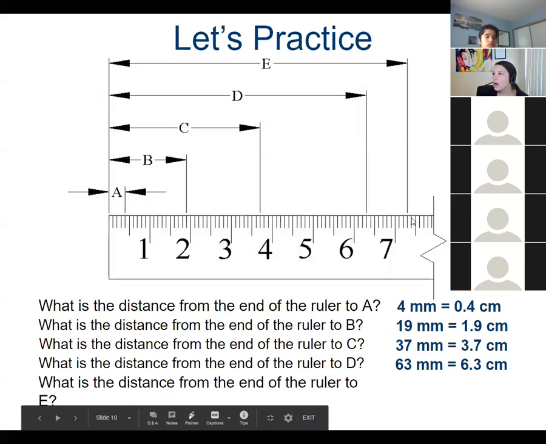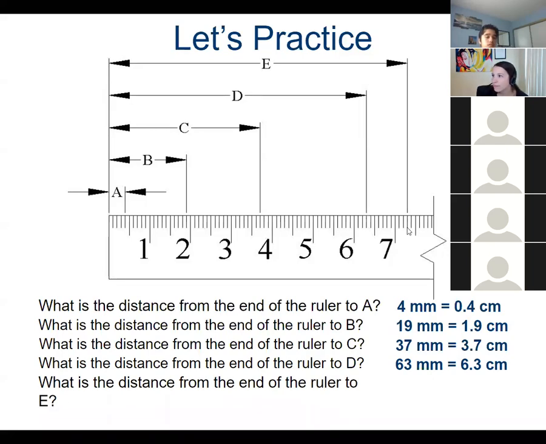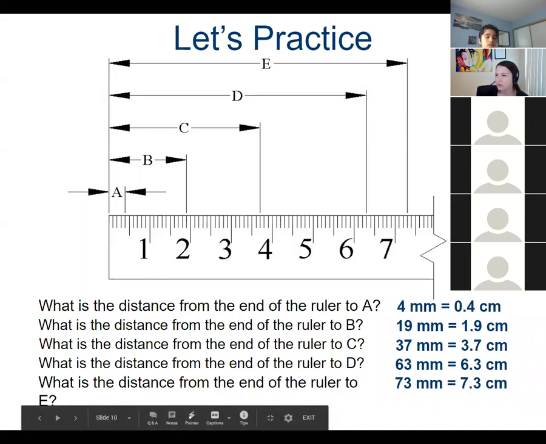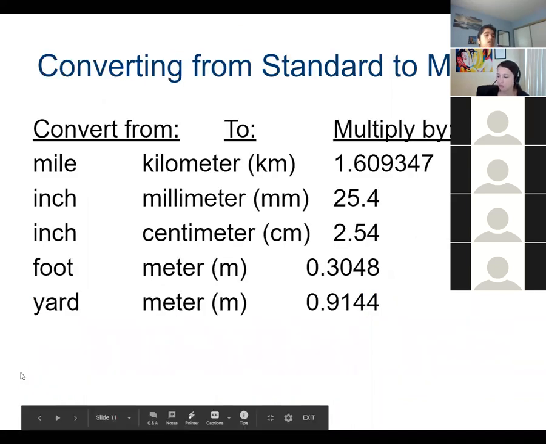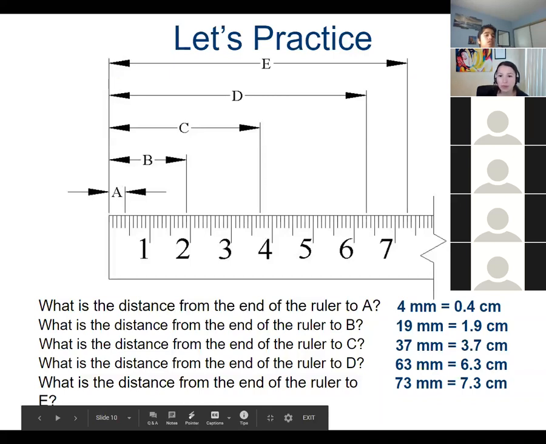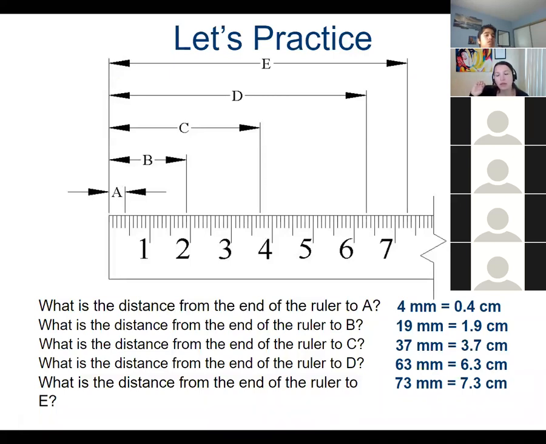Okay, letter E, all the way over here. What is the measurement of letter E? 73 millimeters or 7.3 centimeters. Perfect. All right, awesome. So in general, the metric system is base 10, so you can use decimal form. The other one's not.